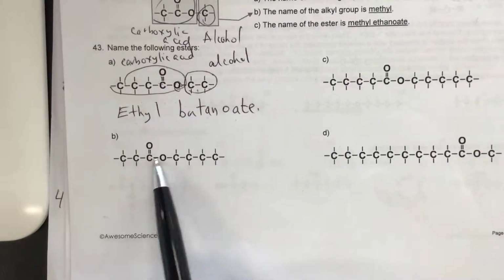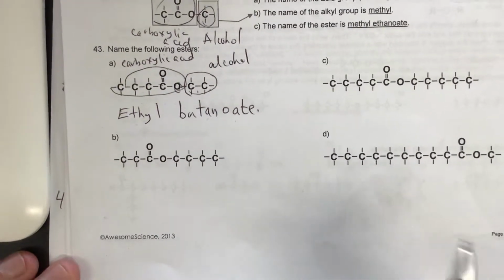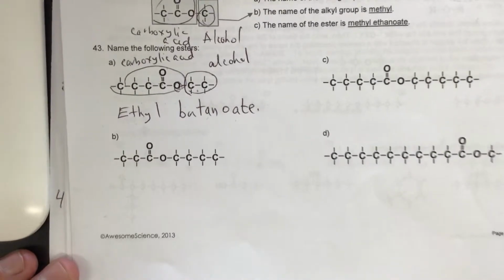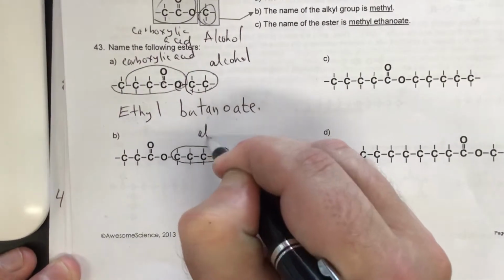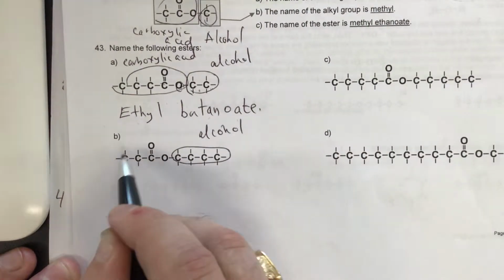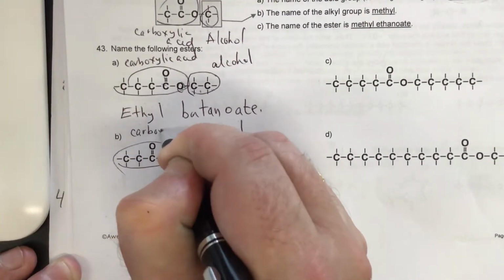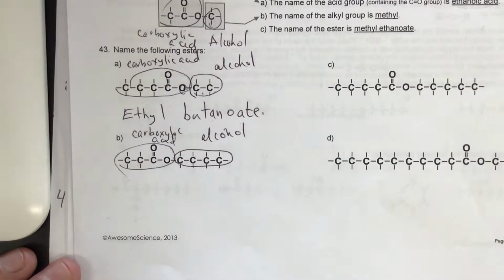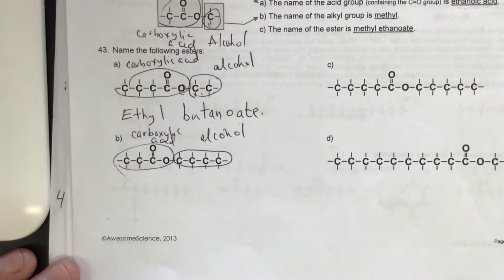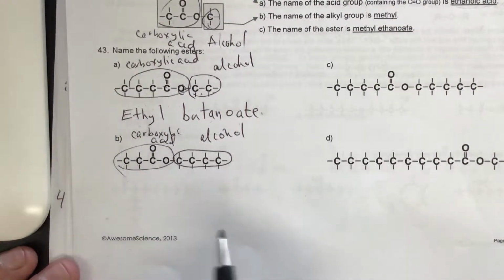The second step is, after I realize it's an ester, I need to identify the alcohol group and the carboxylic acid so I can see where it came from. This part here came from the alcohol that formed it, and this part here came from the carboxylic acid. Okay, the alcohol group comes first in the name. So this is 1, 2, 3, 4. So that'll be butyl.